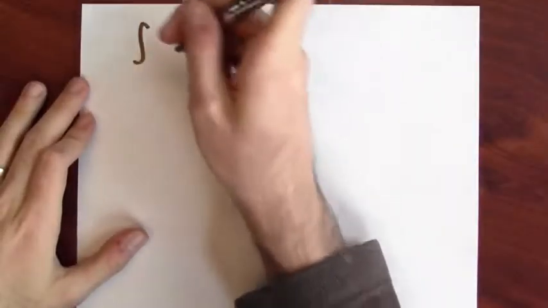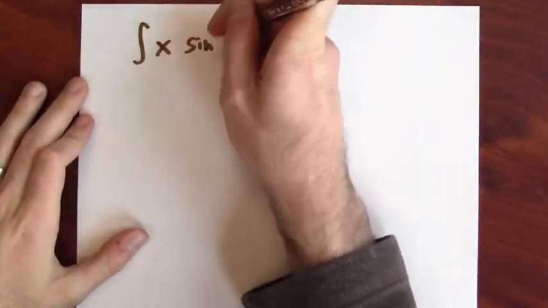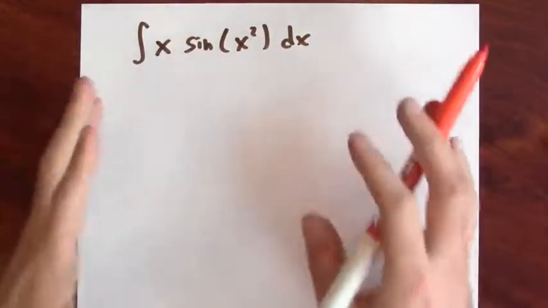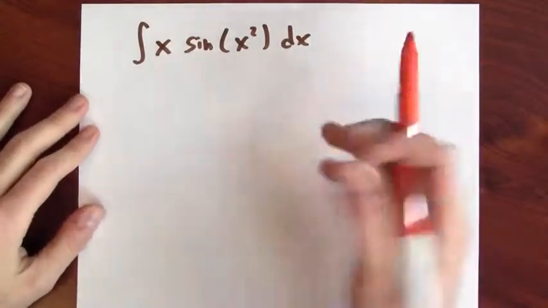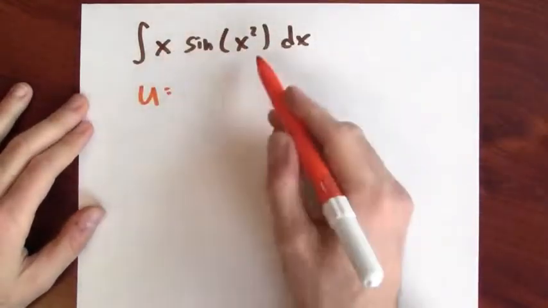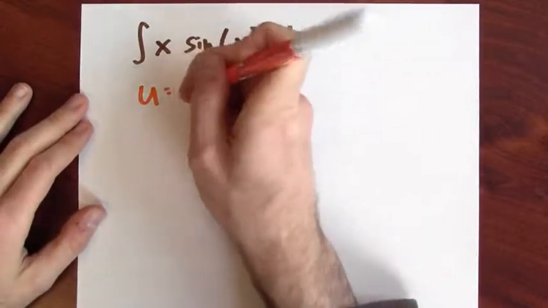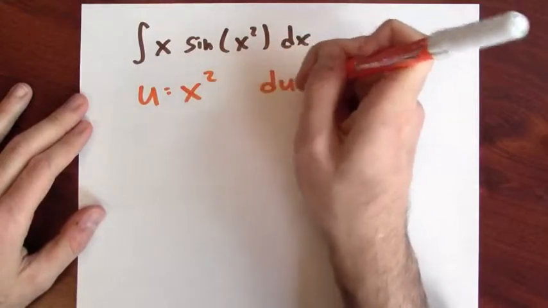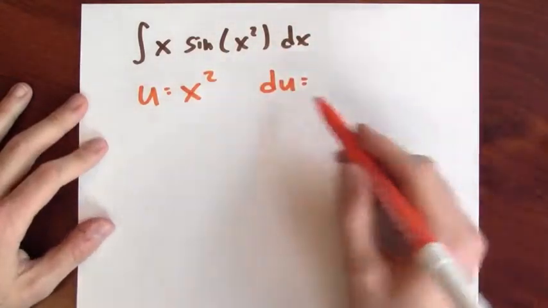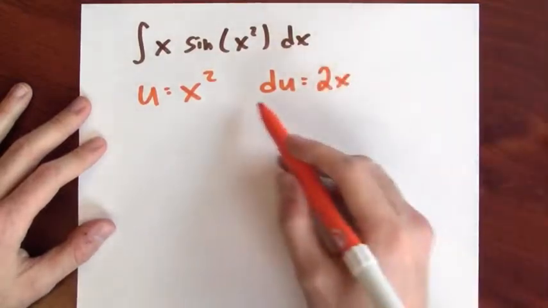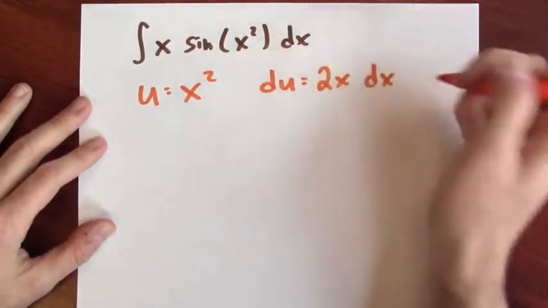So I'm trying to antidifferentiate x times sine of x squared dx. And the trick here is to give a name to the inside function in the chain rule. I'm going to call that U. And I want the inside function to be x squared. So I'll say that u is x squared. Well then what's du, right? What's the differential of u? Well, du over dx is the derivative, which is 2x. So du is 2x dx.